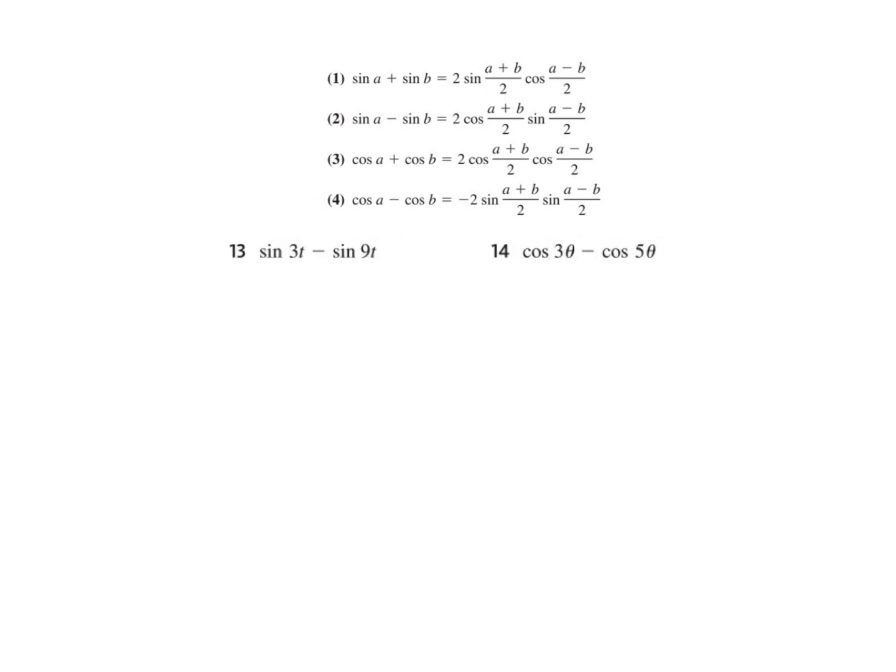Sine minus sine. So we go to number 2 here. So 2 cosine of the 2 added together, 12t over 2 is 6t. We're going to skip a step. Times the sine of the difference. 3 minus 9 is negative 6. T over 2 is negative 3t. So I'll put the negative out in front. And that is the answer.